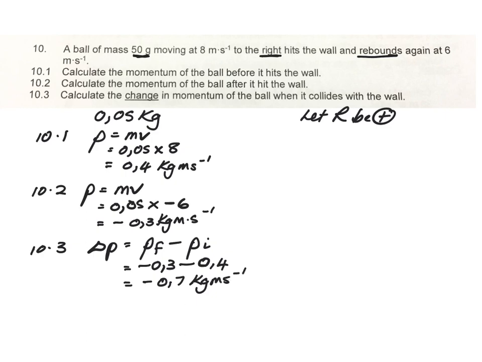I cannot leave the minus like that. I have to justify, I have to interpret that sign, so I actually have to say that is 0.7 kilogram meters second to the minus 1 left. Because I've got a negative and I've said let right be positive, it is left.